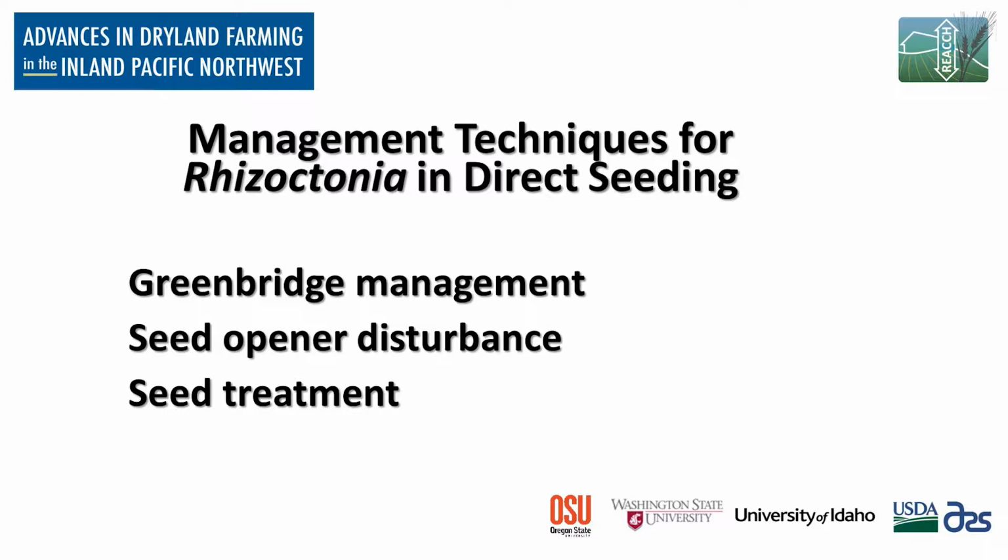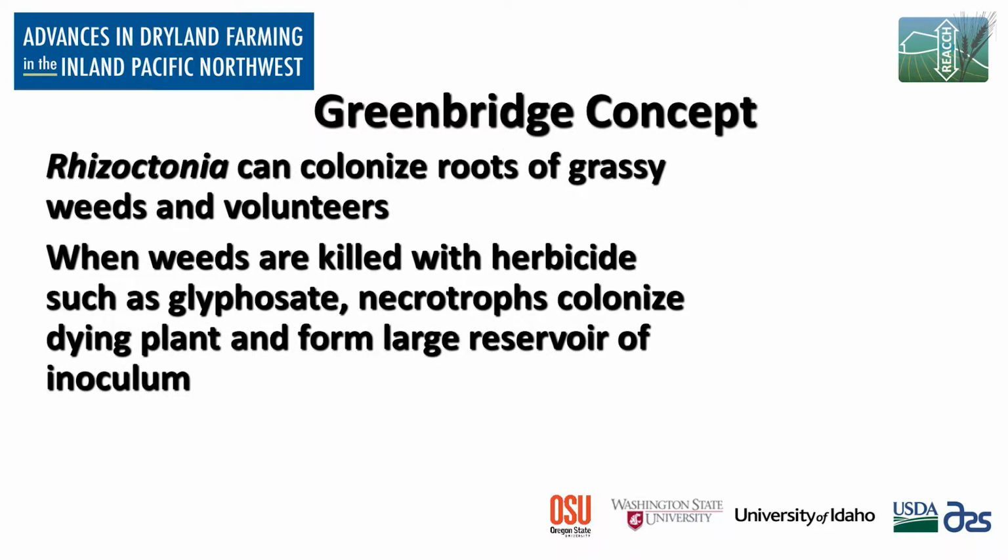So the three main things we're going to look at are, first of all, green bridge management, and then seed opener disturbance, and then finally seed treatment. This green bridge concept is one that affects a lot of the different soil-borne pathogens. It's the idea that they can attack the roots not only of the wheat crop, but also of grassy weeds and crop volunteer. Then when we kill those weeds or volunteer out with herbicides like glyphosate, they can then colonize those dying plants and form a large reservoir of inoculum.